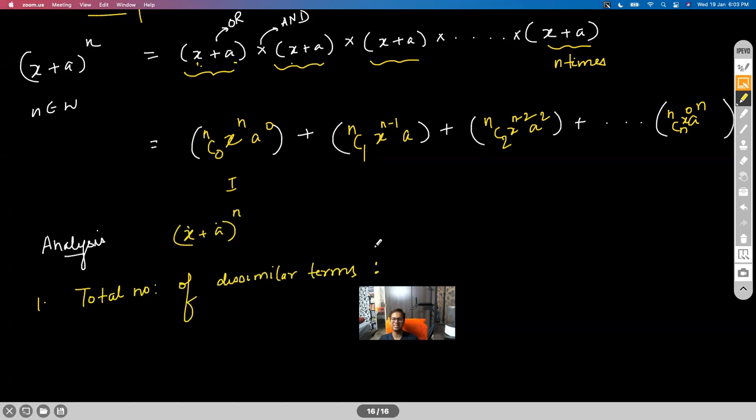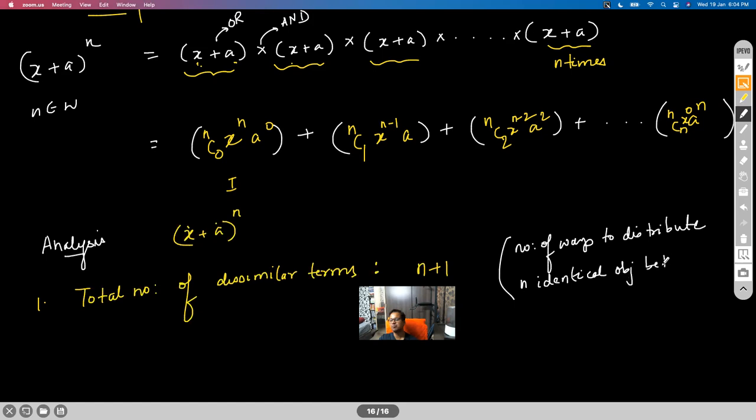So total number of dissimilar terms when you are expanding (x + a) to the power n is n plus 1. Now, this can also be obtained by a permutation combination concept, which is basically nothing but the number of ways to distribute n identical objects between two distinct groups. As I told you when I was discussing the pattern, the index gets distributed between X and A. It's like you're distributing n chocolates between two people.